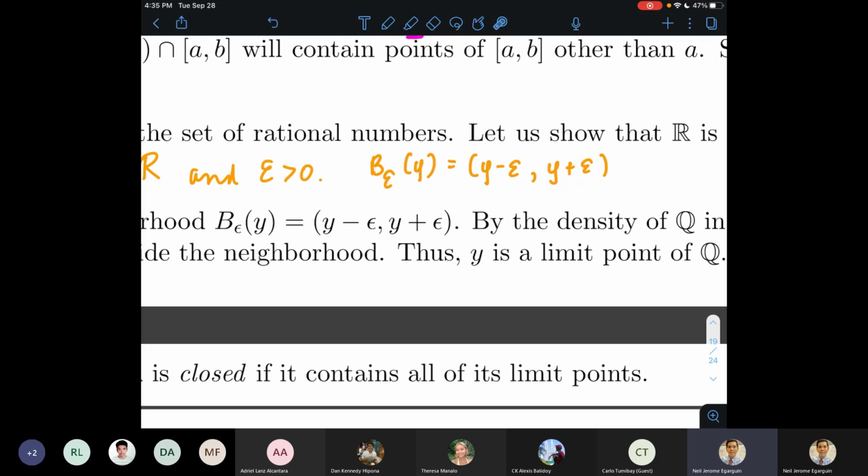So even though the epsilon neighborhood around y takes this form, maybe I can just consider one subset of it, which is y minus epsilon until y.